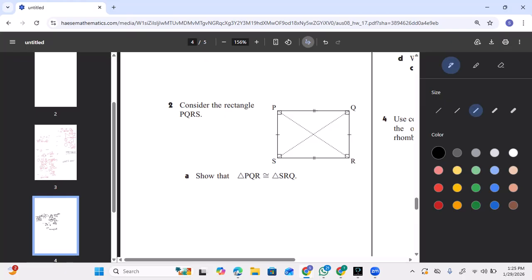So the next question is quite interesting. Now they have given us a rectangle instead of a triangle, and they're saying that this is a rectangle PQRS, and they're asking us to show that triangle PQR is congruent to triangle SRQ. For this question, firstly we have to see the types of triangles and the angles. So if you look at this, they have said PQR and SRQ.